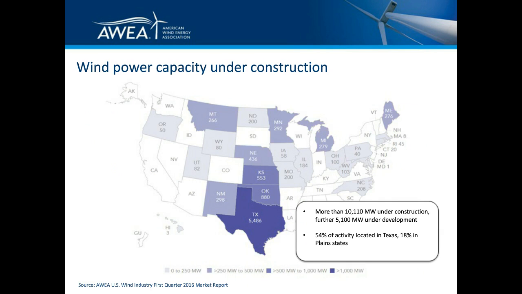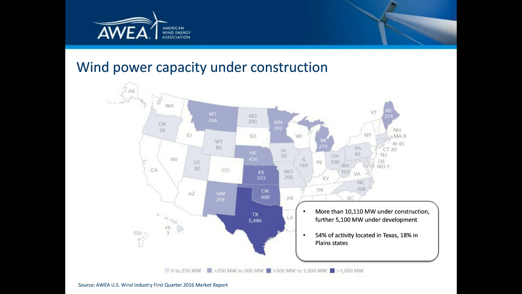Looking a little bit forward, we've seen what the past installations have been. Let's look a little bit into the future and see what capacity we expect to come online in the next couple of years. One way we do this is looking at under construction activity. As of the end of the first quarter of 2016, we have more than 10 gigawatts of wind projects under construction across the country. There's a heavy concentration in the Texas market. As you can see, more than half of the under construction activity is in that state.